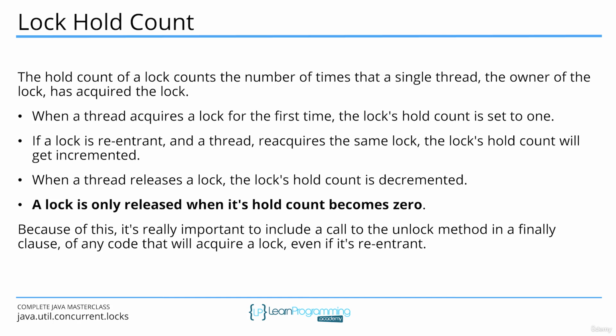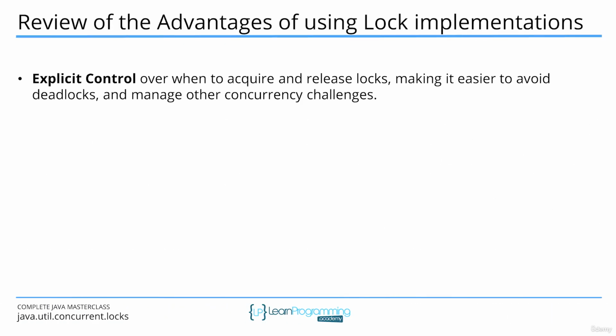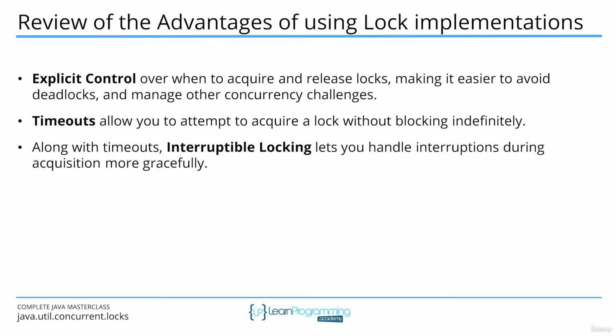Because of this, it's really important to include a call to the unlock method in a finally clause of any code that will acquire a lock, even if it's reentrant. With explicit locks, you're able to have explicit control over when to acquire and release locks, making it easier to avoid deadlocks and manage other concurrency challenges. Locks provide mechanisms for timeouts, which allow you to attempt to acquire a lock without blocking indefinitely. Along with timeouts, you can also have interruptible locking, which lets you handle interruptions during acquisition more gracefully.